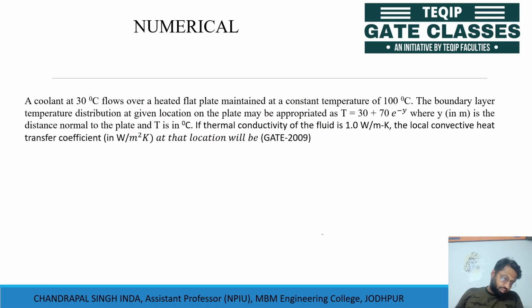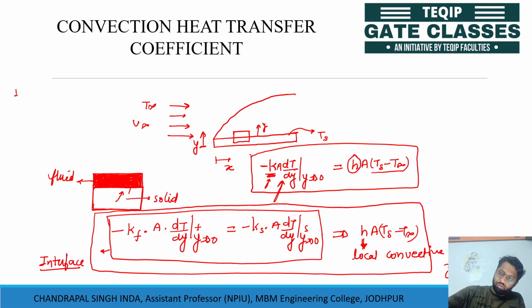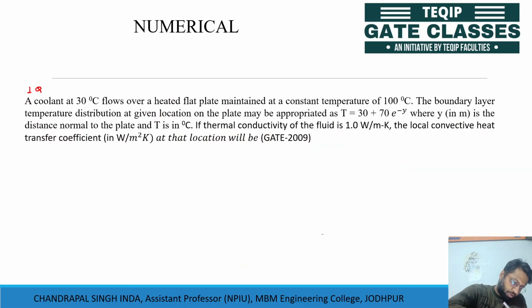The first question is: a coolant at 30 degrees flows over the heated plate. So this is the temperature of the fluid, which is represented by T infinity, and the flat plate is maintained at a constant temperature of 100 degrees. So it is the temperature of the flat plate surface, represented by Ts. The boundary layer temperature distribution at the given location. So we can see here that it is given at a location.